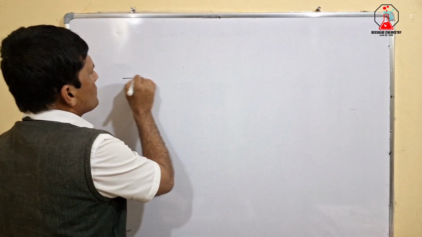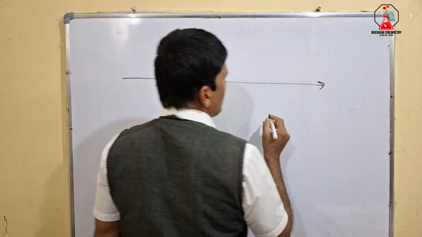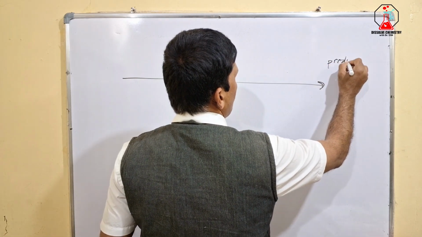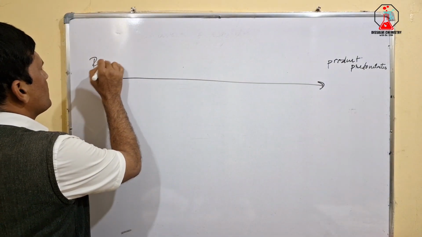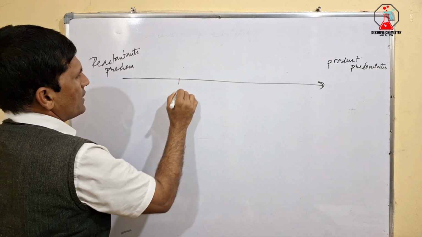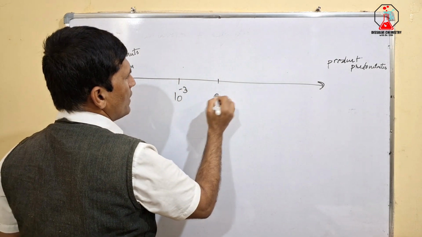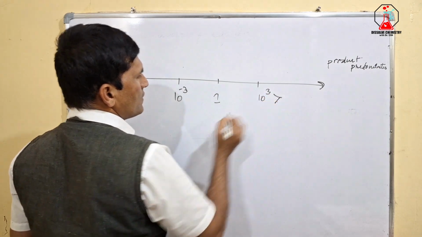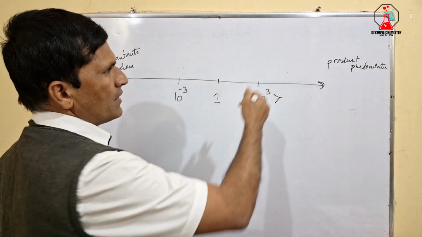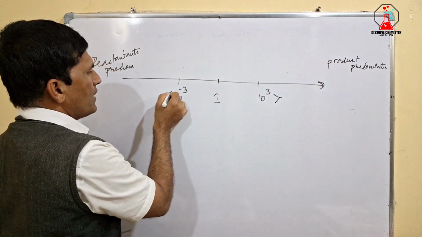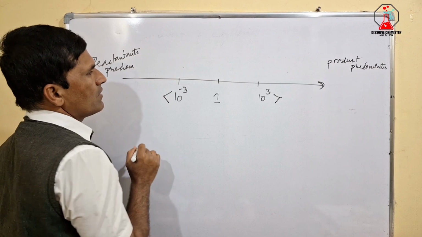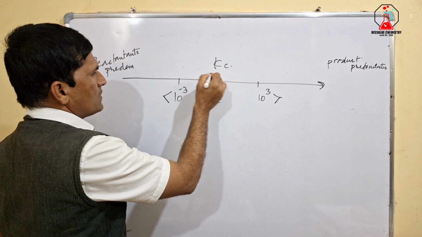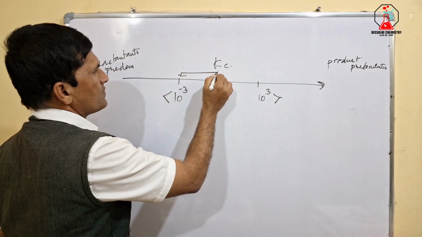Take this as the reaction axis. Here you call it product predominates, and here reactants predominate. Here we will write 10 to the power minus 3, here 1, and here 10 to the power 3. Greater than this, the product is going to predominate, and less than this, reactants will predominate. So these are all Kc values.